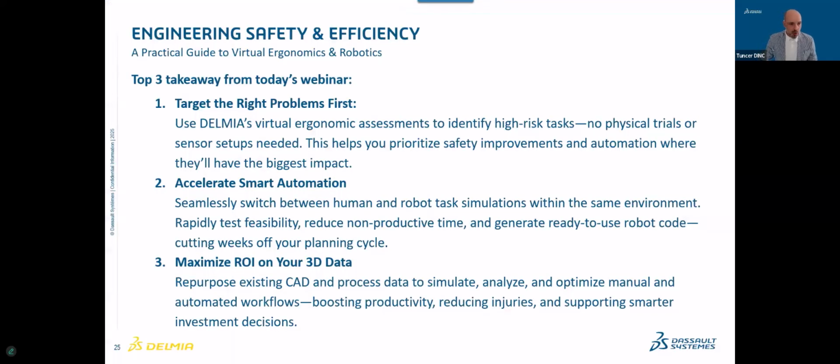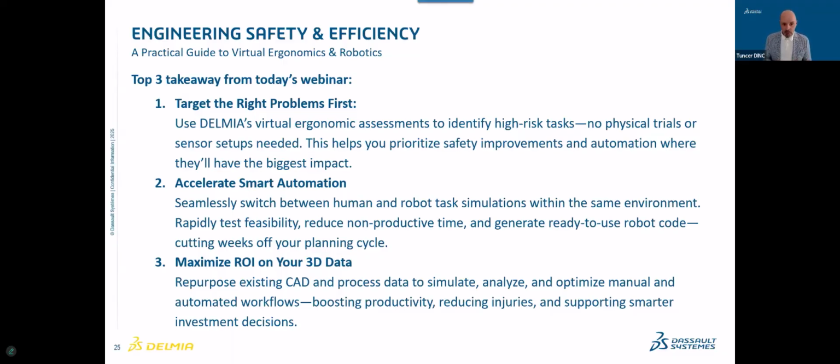Okay. So which takeaways do we have? First, we need to target the right problems first. By using DELMIA's virtual ergonomic assessments, we identify the high-risk tasks very early. We don't need any physical trial because we are in a virtual environment and can do different concepts and analyze them. This helps us to prioritize the safety improvements and the automation where they'll have the biggest impact.